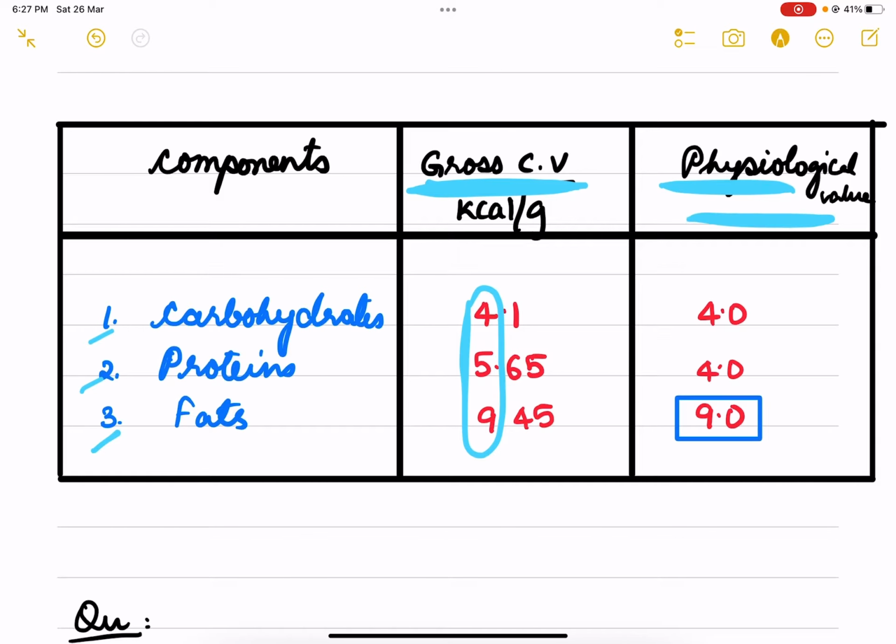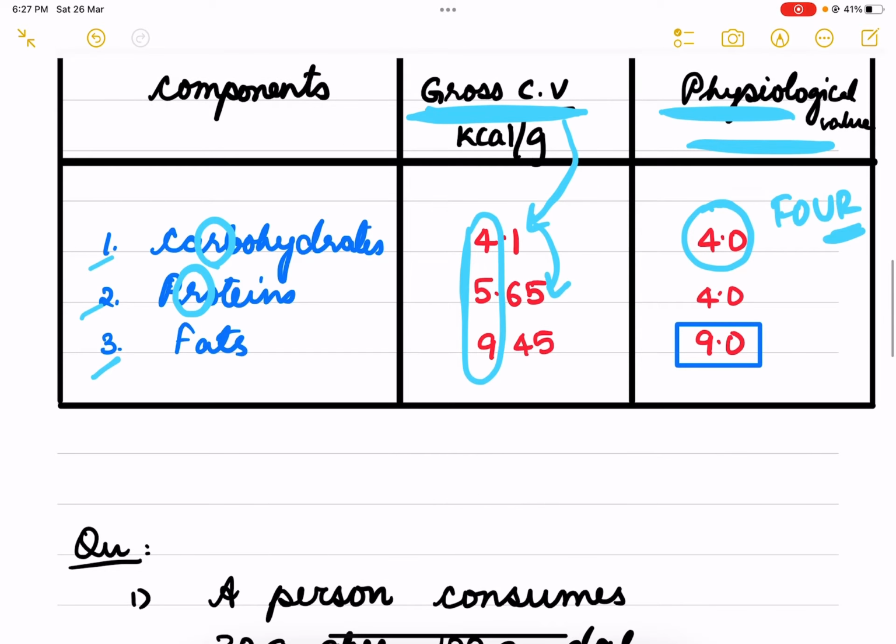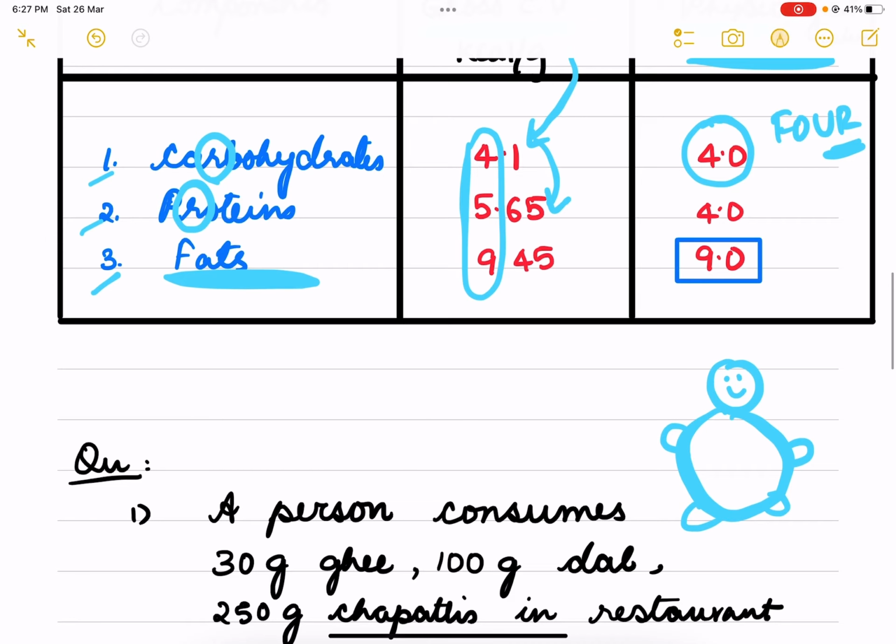And physiological value, how you can remember is for carbohydrate and protein it is 4. So always remember that physiological value will always be in terms of whole numbers. Here gross calorific value is in decimals, here it's in whole number. So for carbohydrates and protein it is 4. How do you remember? Since it has got the letter R, and in 4 also you have the letter R. So 4 is for carbohydrate and protein. For fat it is 9. You can also remember it the other way: for fat, let's say that when you were 9-year-old you were really fat like this. So that was the trick.